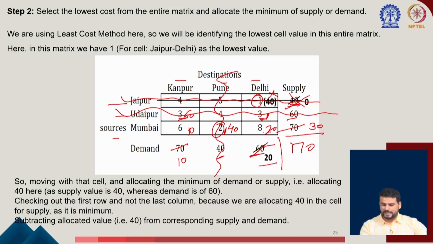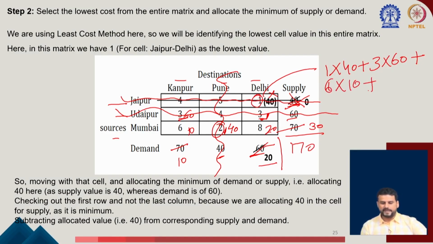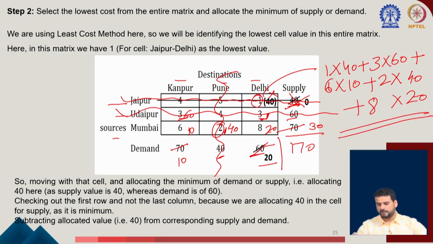If I ask you to calculate the cost: from Jaipur to Delhi per unit cost is 1 rupee, total units we are transporting 40. From Udaipur to Kanpur per unit cost is 3, we are transporting 60. Then from Mumbai to Kanpur per unit cost is 6, we are transporting 10 units. From Mumbai to Pune per unit cost is 2 rupees, we are transporting 40. From Mumbai to Delhi per unit cost is 8 rupees, we are transporting 20. So if you calculate, that will be the total cost.